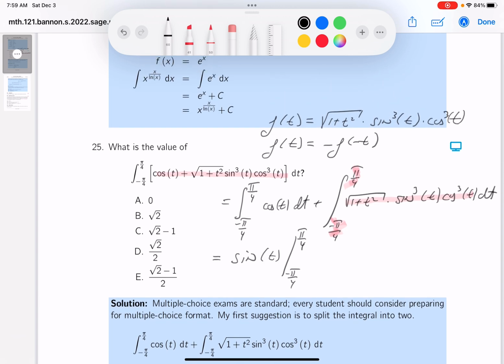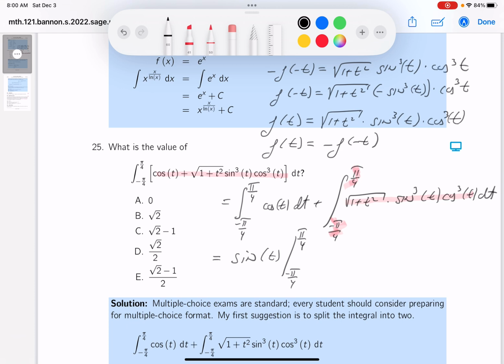Let's write down f of minus t first. Well, plugging it in, you'd get the root of 1 plus t squared. That's not a problem. And the sine of minus t is minus sine, so it's going to be minus the sine cubed of t, just using the even-odd identities. And the cosine is an even function, so it's just going to be cosine cubed of t. Then I'm going to do the opposite of f of minus t. And what does that equal? The root of 1 plus t squared, and taking the opposite now, it's going to be sine cubed t times cosine cubed t. So now I know it's odd.